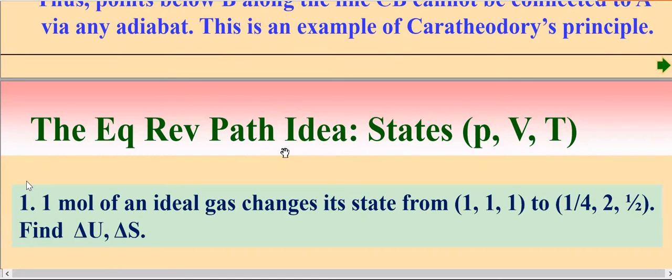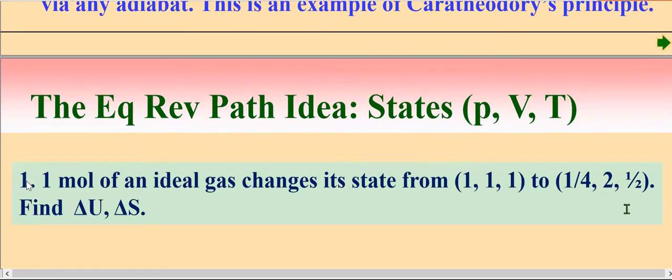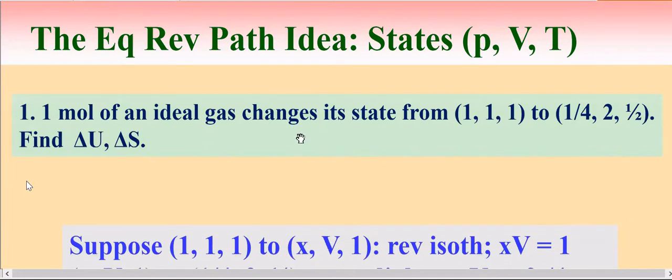Now, in studying this equivalent reversible path idea, we say that the system states are given by PVT. So 1-1-1 means pressure is 1, volume is 1, temperature is 1. This is a shorthand notation, PVT like XYZ: the first refers to pressure, the second to volume, the third to temperature. Now you are given a problem like this: 1 mole of an ideal gas changes its state from 1-1-1 to 1/4, 2, 1/2. Find delta U, delta S. So, how do you proceed?